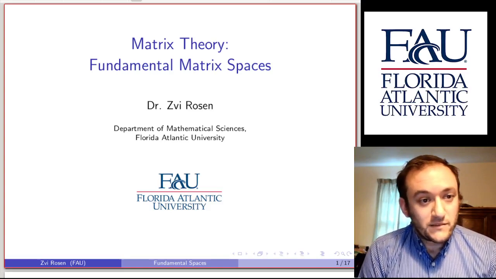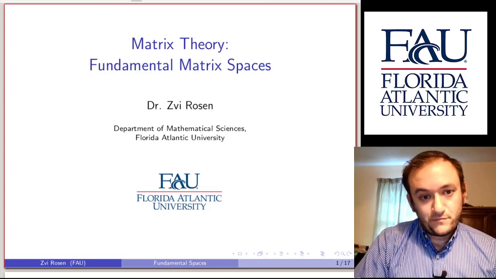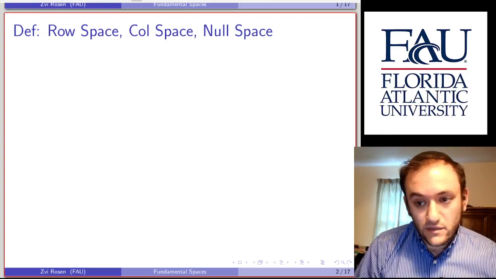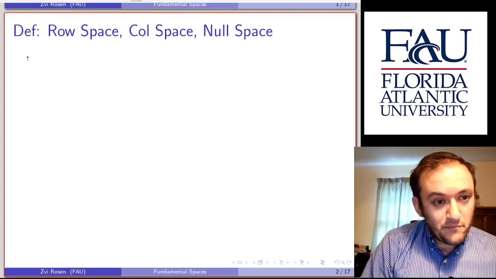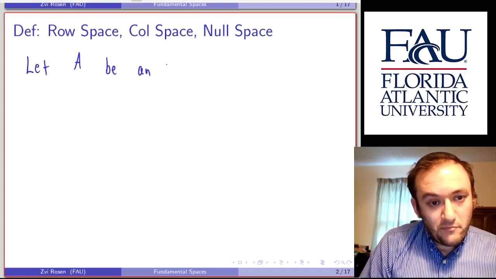Today we'll be talking about some subspaces that we associate to a matrix. Okay, let's start off by talking about the row space, column space, and null space. So we're going to fix a matrix A, so let A be an m by n matrix.